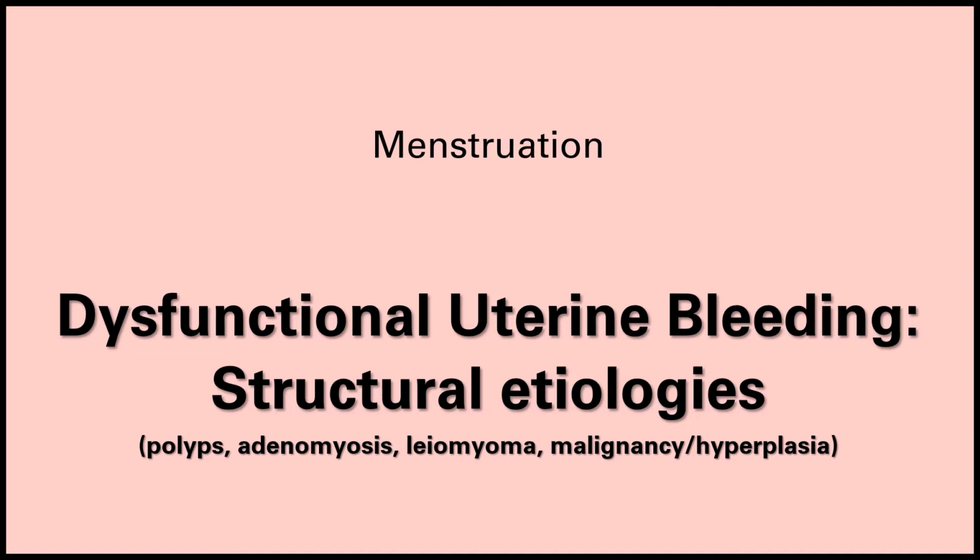On a bimanual exam, palpation is going to reveal a uterus that is enlarged, firm, asymmetric based on where those tumors reside, and non-tender. But a diagnosis is officially made with ultrasound. The decision to treat this is based on symptoms as well as the patient's desire for fertility.